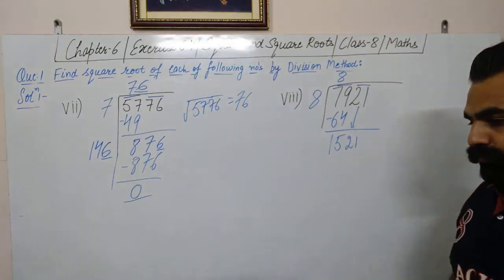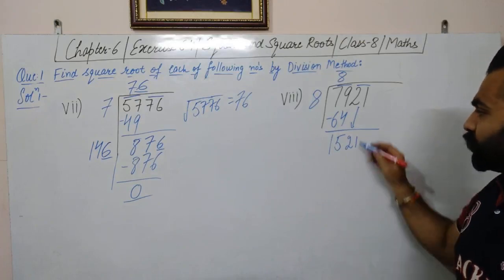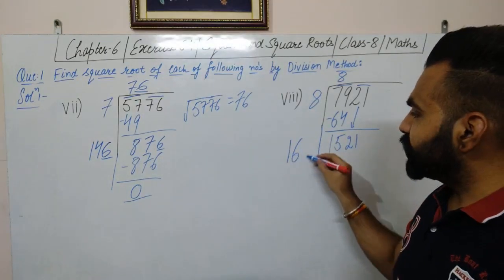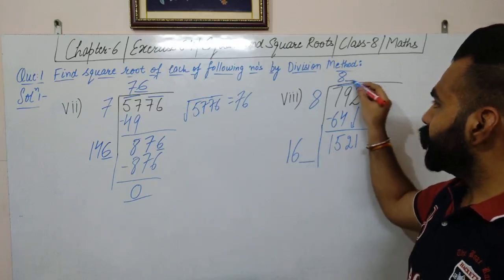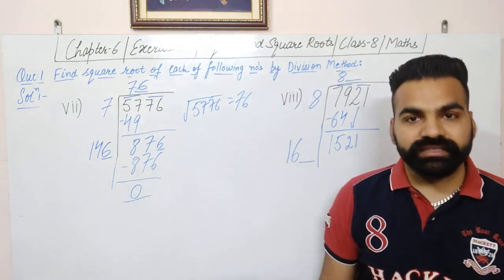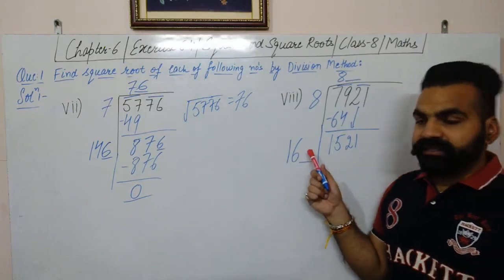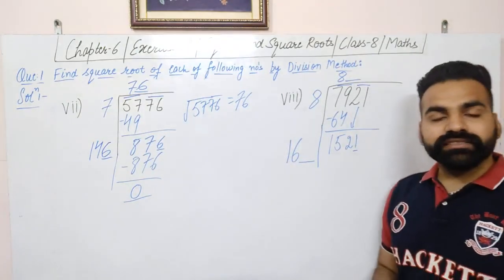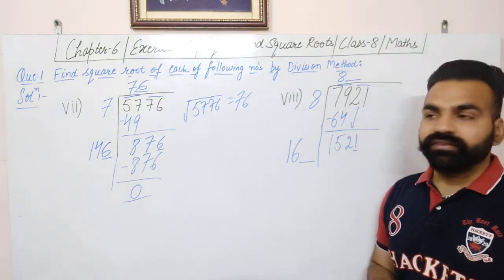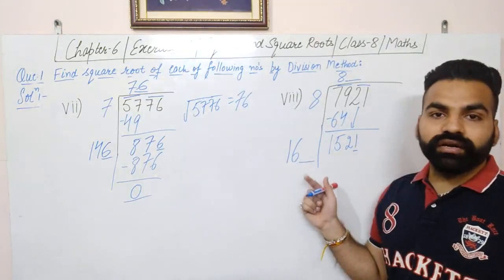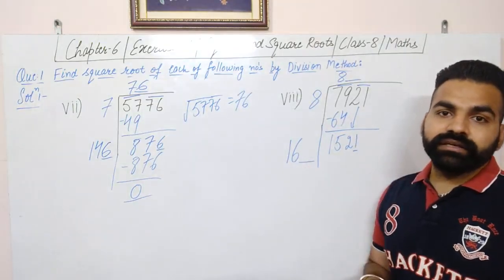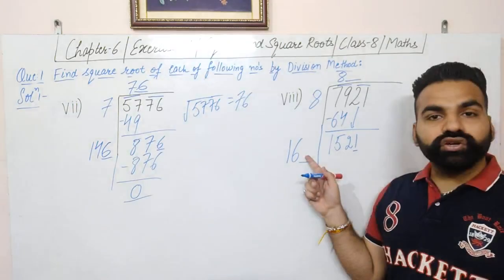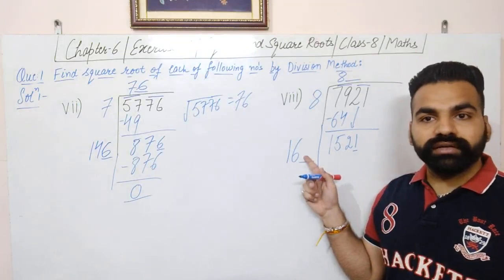1521. So now we will double the divisor here, that is 16. Put a blank on these two places. So we have to take a digit here. Now see the unit place here. The unit place here is 1. So 1 will appear whenever 1 square is 1 or 9 square is 81. That is, the unit place in 81 is again 1. So there are two choices here, 1 or 9.